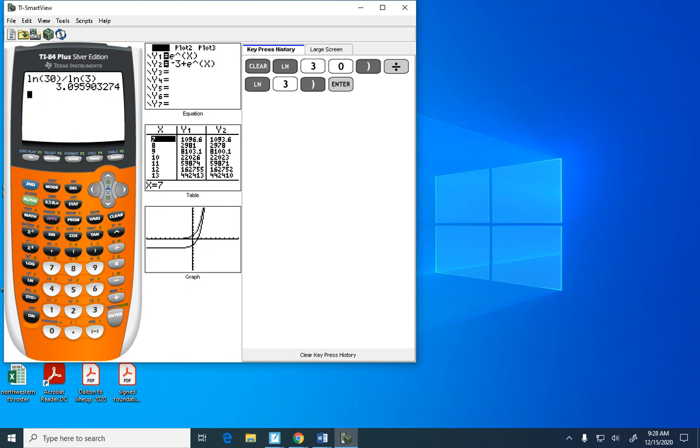Now, just for giggles, I'm just going to show you, if I would take the log of 30 and divide by the log of 3, I get the exact same solution, 3.096.